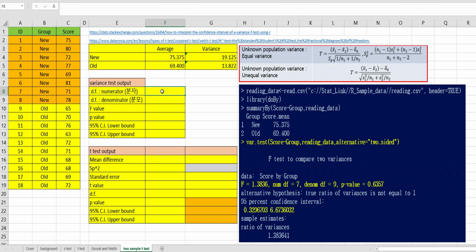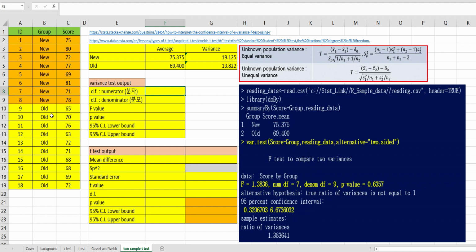Before we do the t-test, we need to test whether the variance is the same or not, from a statistical standpoint. So let's do a variance test first. In our program, we can do a variance equality test by the var.test function: score tilde group, specify the data name, and alternative equals two-sided. Then we can get this F-test output. Let me show you how to get this F value, p-value, and confidence interval.